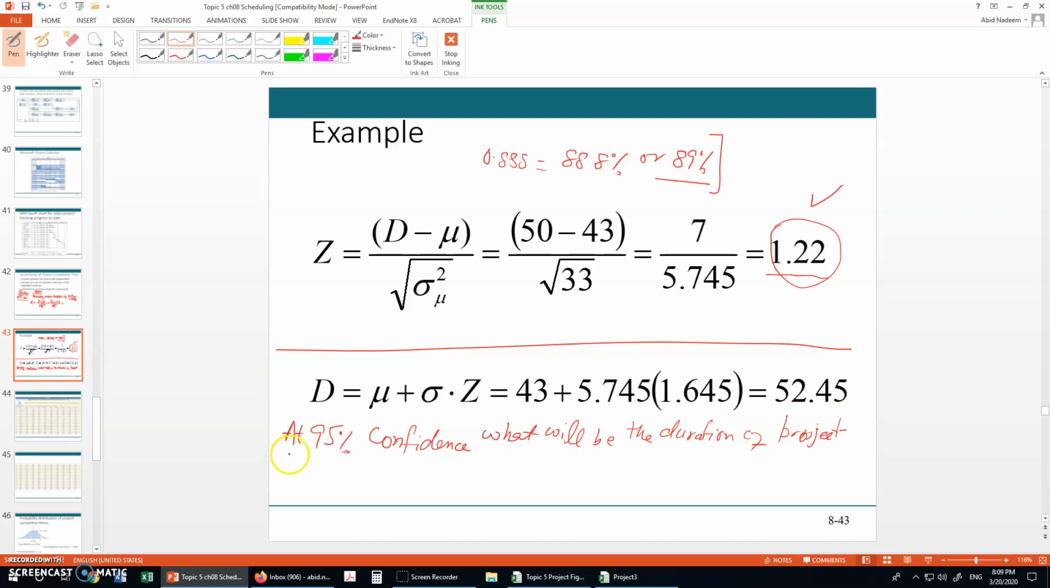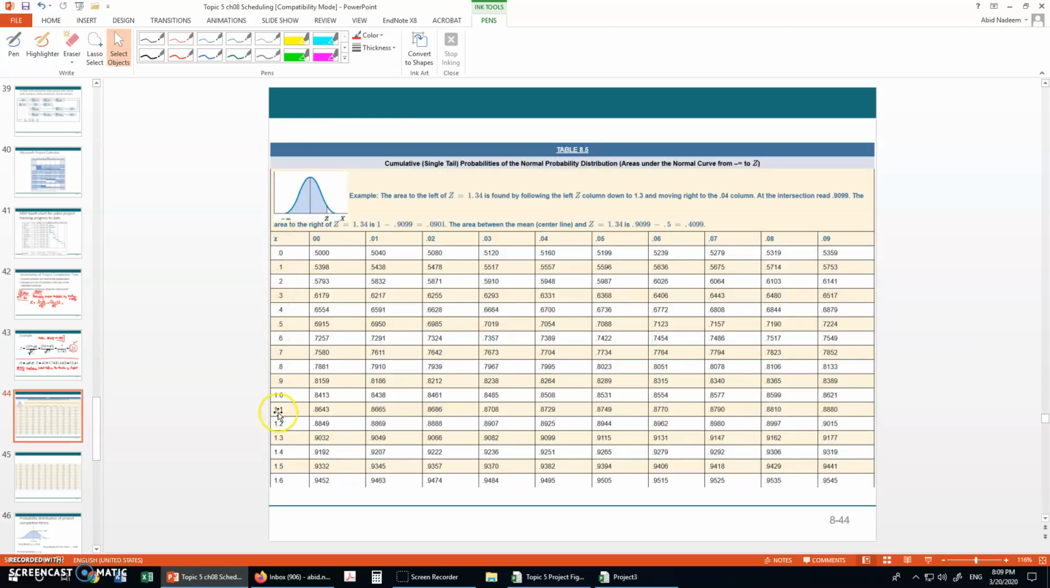Right now we have the value of 95%. So for this we look in this table, and from here we have to find the value of z. So where is 0.95? 0.95 is here, between 0.9495 and 0.9505. So it is 1.645. Yes, it is 1.645.